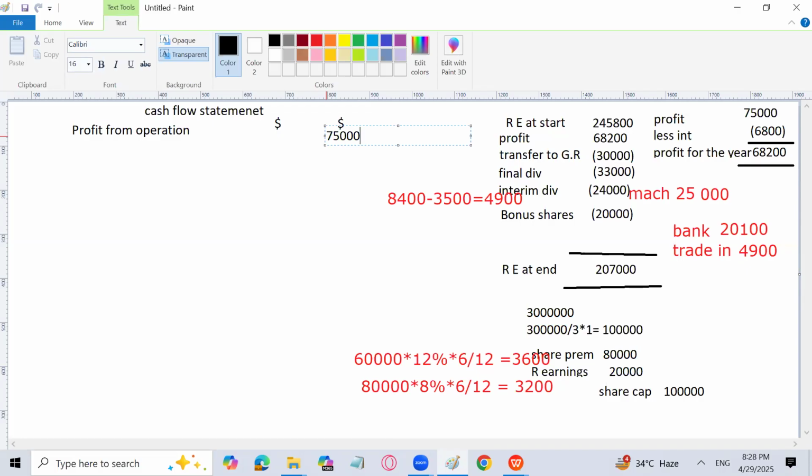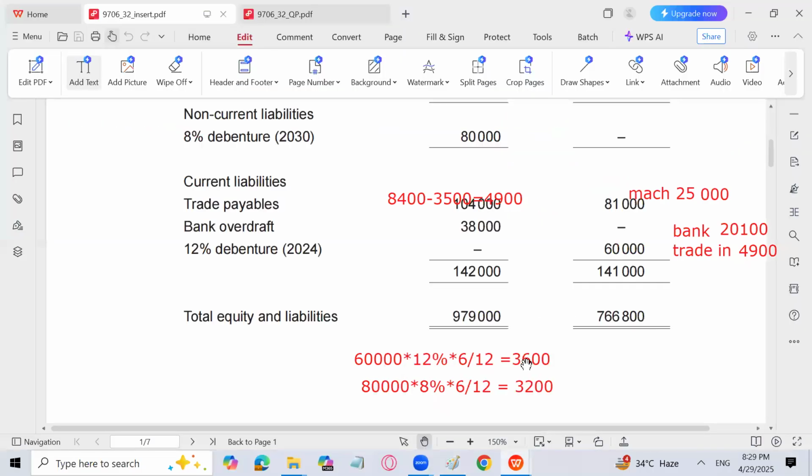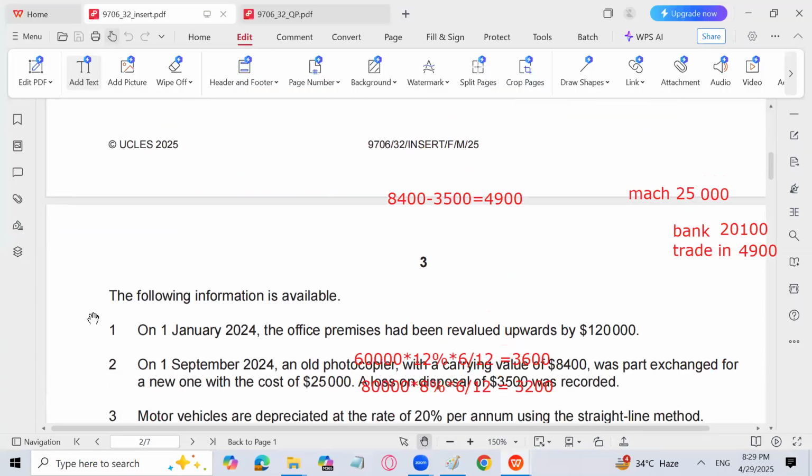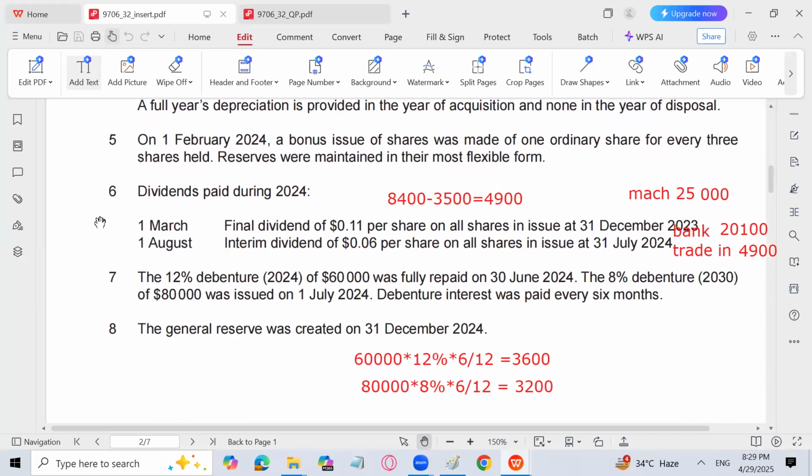Okay, let's move forward now. The next part is one important thing: normally, the expense figure is not the paid figure, but he has clearly stated that whatever the debenture interest was, it was fully repaid. Debenture interest was paid every 6 months. So we are making the payment of debenture interest every 6 months. It means that both the amounts are paid also. It means this is the expense figure, and this is the paid figure also.